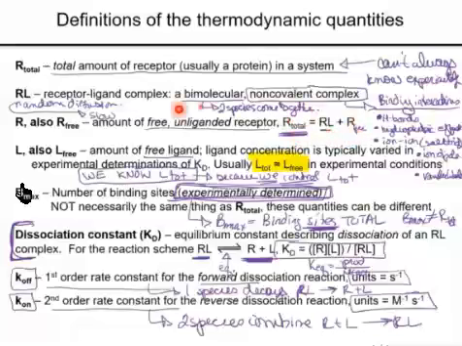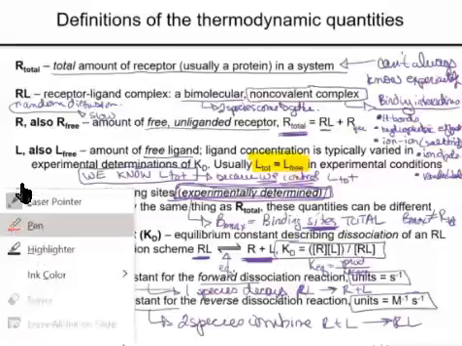Then we have ligand concentration. And whenever you see just a plain L, assume that it's meant to be L free. This is the amount of free ligand in a system. Ligand concentration is typically varied in experimental determinations of KD. We know L total experimentally, right? We know L total because we control L total. And we can usually assume that L total is approximately equal to L free. And now I want to show you why and how we can make that assumption.